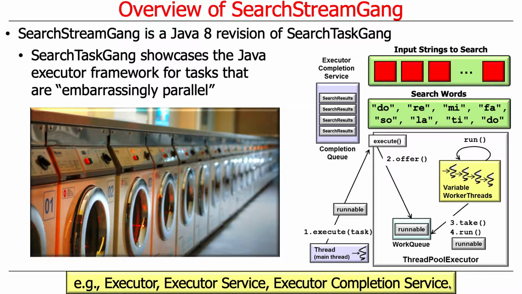The SearchTaskGang program showcases the use of something called the Java Executor Framework for tasks that are embarrassingly parallel. Hopefully you know what that means by now. It means that all the tasks can run independently without having to worry about depending on each other, so they can run at the same time. And this illustrates various Java executor framework mechanisms like the executor, executor service, and executor completion service. We won't really talk anything more about that family of classes in this course, but it'll be covered in the Spring course. So if you're curious, you can come back and take that.